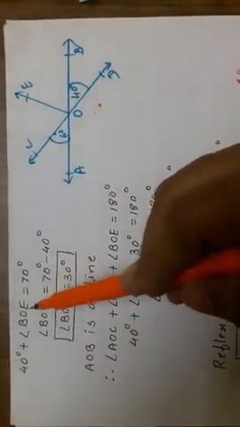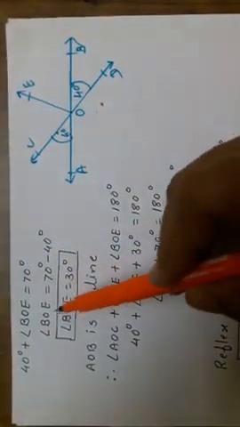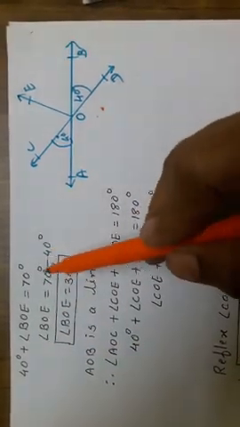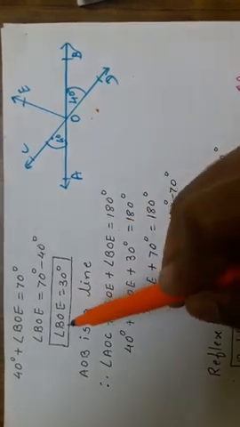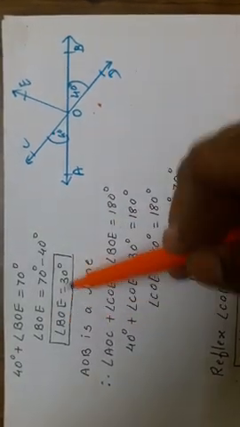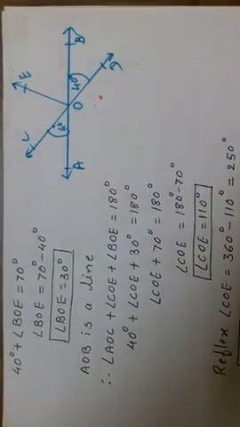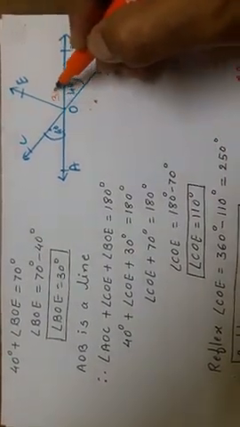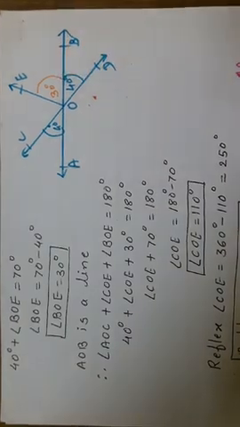40 degrees plus BOE is equal to 70 degrees. So from this we will shift 40 degrees to the right-hand side. So 70 degrees minus 40 degrees means we will get angle BOE is equal to 30 degrees. Okay, now here BOE, I got 30 degrees.